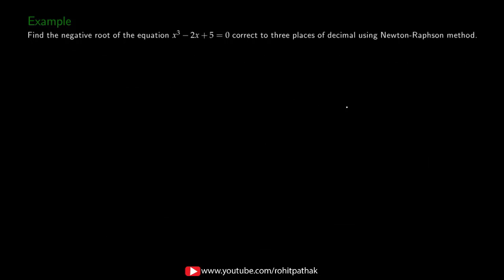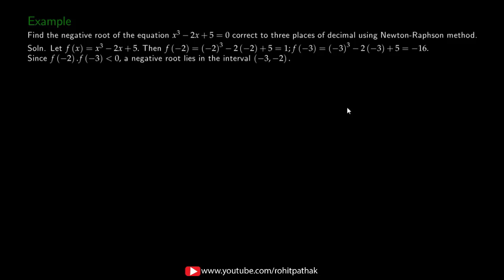Next example, the negative real root of this equation. The interval is -3 to -2. Again, we compare these two values. f of -2 is 1 and f of -3 is -16. So it is very clear that the root is near to -2 because f of -3 is -16. A suitable value is -2.25 or -2.20.